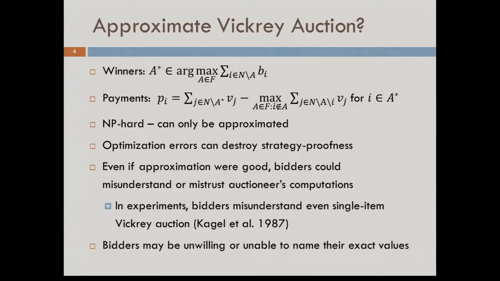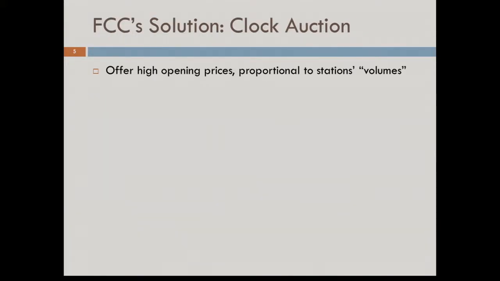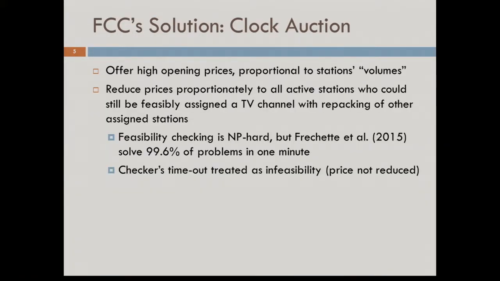Another problem that I will actually focus on is that this kind of sealed-bid auction will require bidders to announce their exact values, which they may be reluctant to do, or they may not even know what their values are. So we would ideally prefer an auction where bidders don't have to reveal everything about their values. So the solution that we're considering is a clock auction where we start with opening prices we hope are sufficiently high to attract almost everybody to participate.